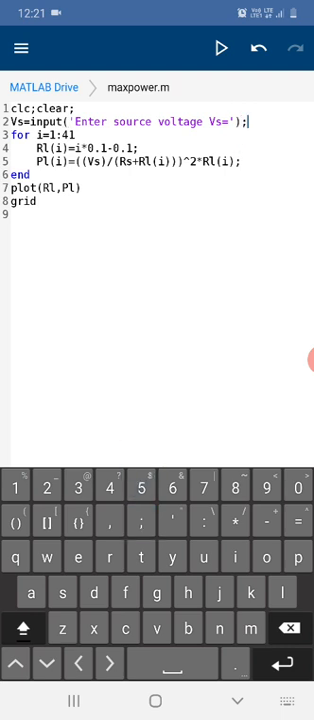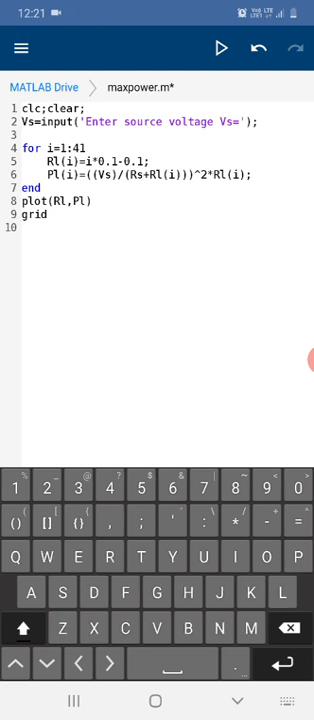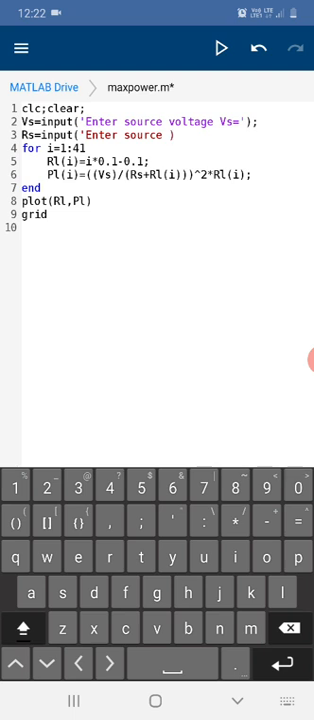I use this. After this we use Rs, source resistance Rs equal to input, brackets, single quotation, Enter source resistance Rs equal to, single quotation, semicolon. The whole program was correct.